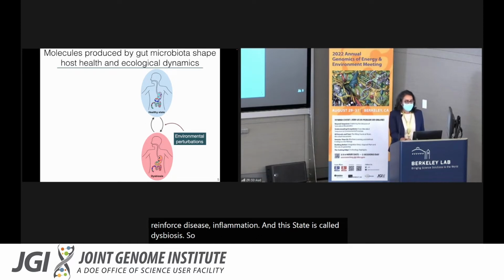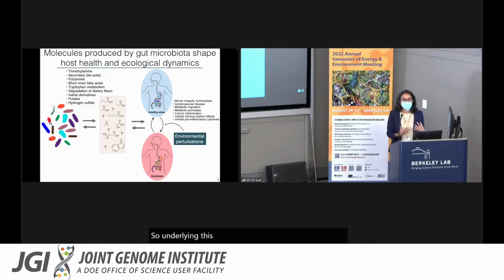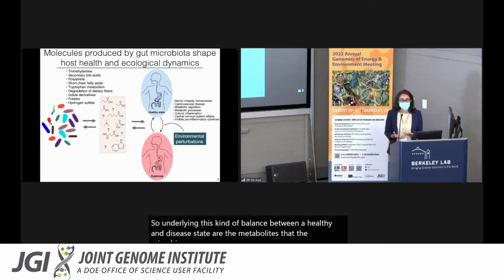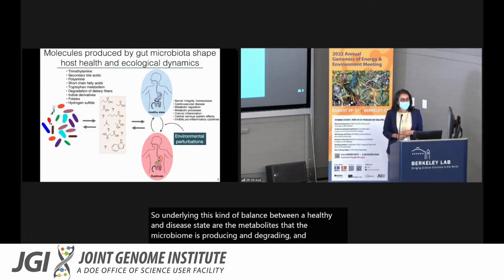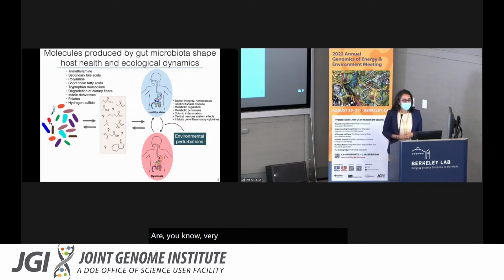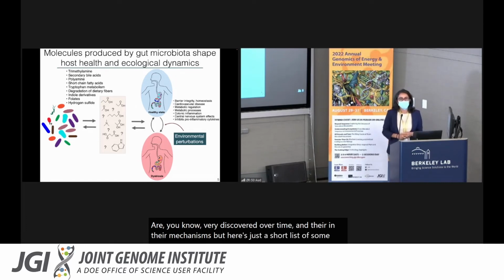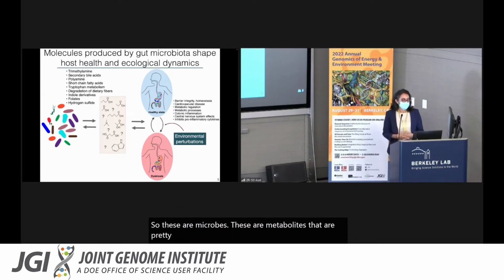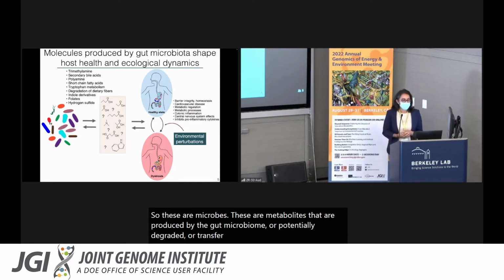So underlying this balance between a healthy and disease state are the metabolites that the microbiome is producing and degrading. And these metabolites are being discovered over time, and their mechanisms. But here's just a short list of some of the metabolites that have been identified in microbes. So these are metabolites that are produced by the gut microbiome or potentially degraded or transformed. And they have important impacts on human health, disease, nutrition, behavior.